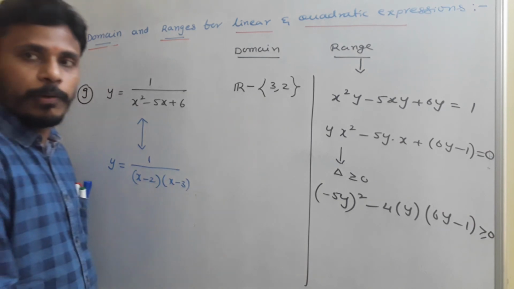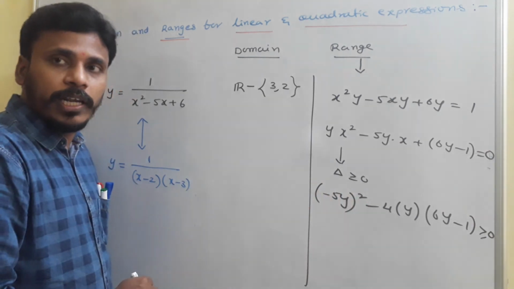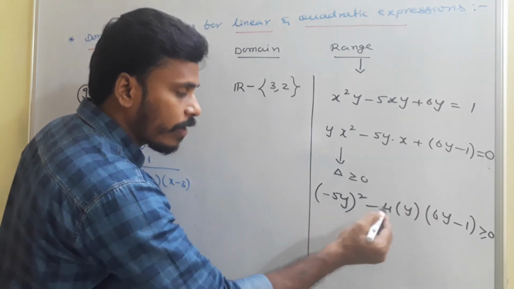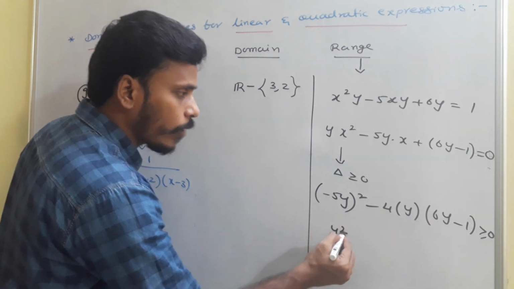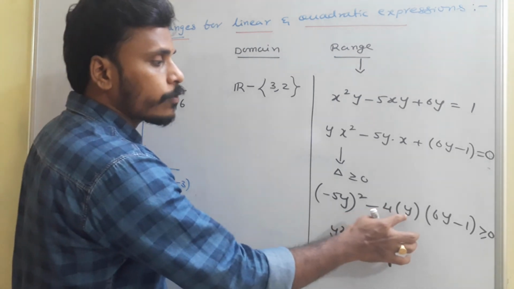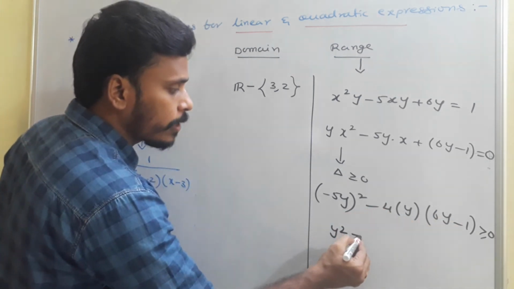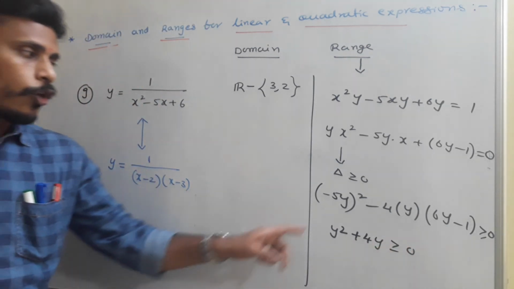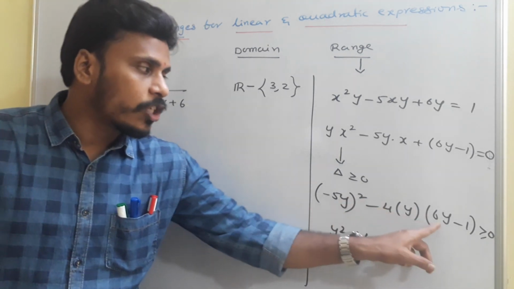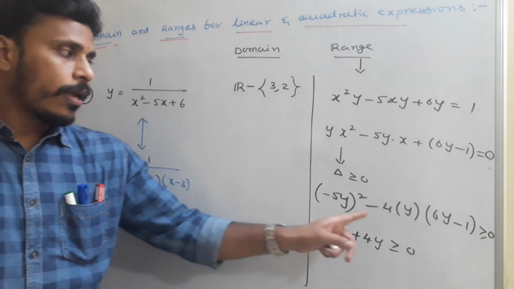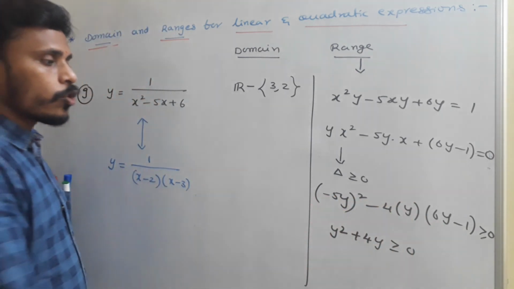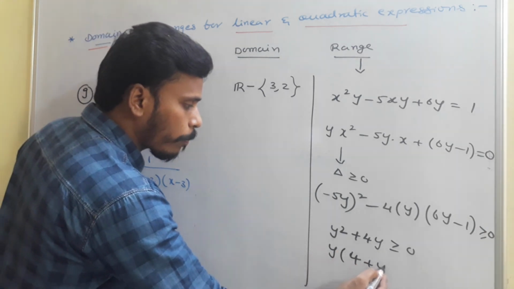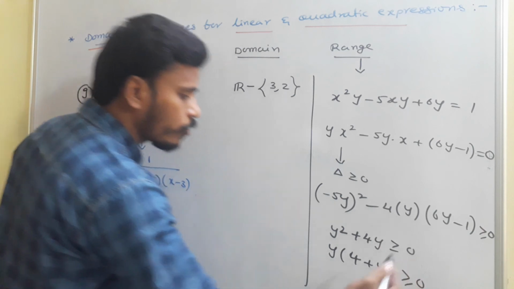This is what we need to simplify. Minus 5y whole square is 25y square. 4 times 6 is 24y square. So 25y square minus 24y square is y square. Minus 4 times minus y, that means plus 4y, is greater than or equal to 0. So y square plus 4y can be written as y into 4 plus y greater than or equal to 0.